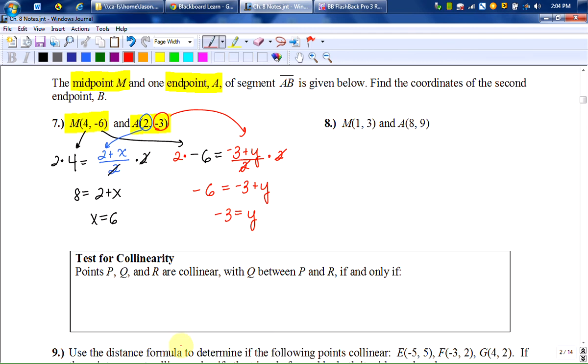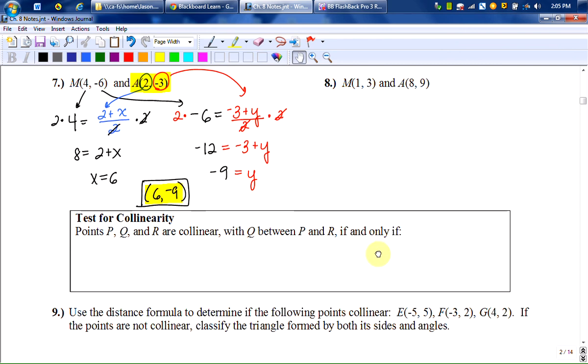and then we do need to put this back together. And I made a little mistake here. Let's fix this. This is -12. This is -9. There we go. So 6, -9. And it's pretty easy to check your answer because all you need to do at this point is go back and check that if you take the 2 endpoints and average the x's and the y's, you should get the midpoint which they gave you. I'm going to let you do 8, and that answer will be posted on Blackboard under the notes key.